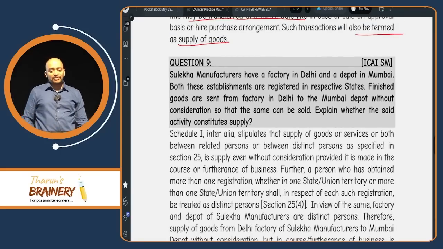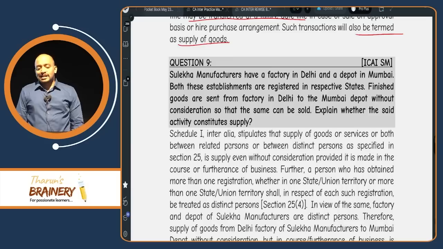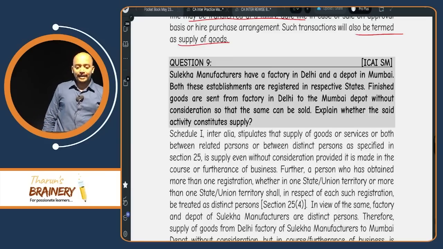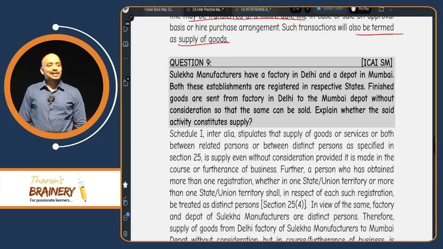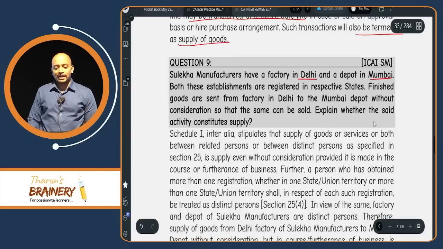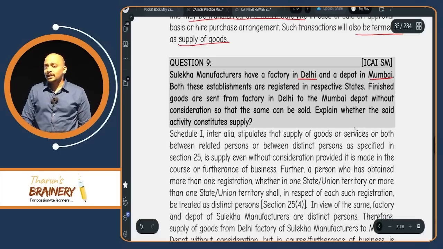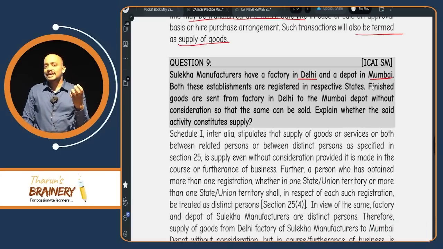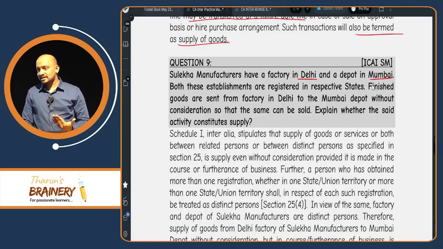Then Sulekha manufacturers have a factory in Delhi and a depot in Mumbai. Both these establishments are registered in respective states. So Delhi and Mumbai. Okay. So it will be transaction between distinct persons. See, actually distinct persons is defined under section 25. Section 25, distinct persons are defined.